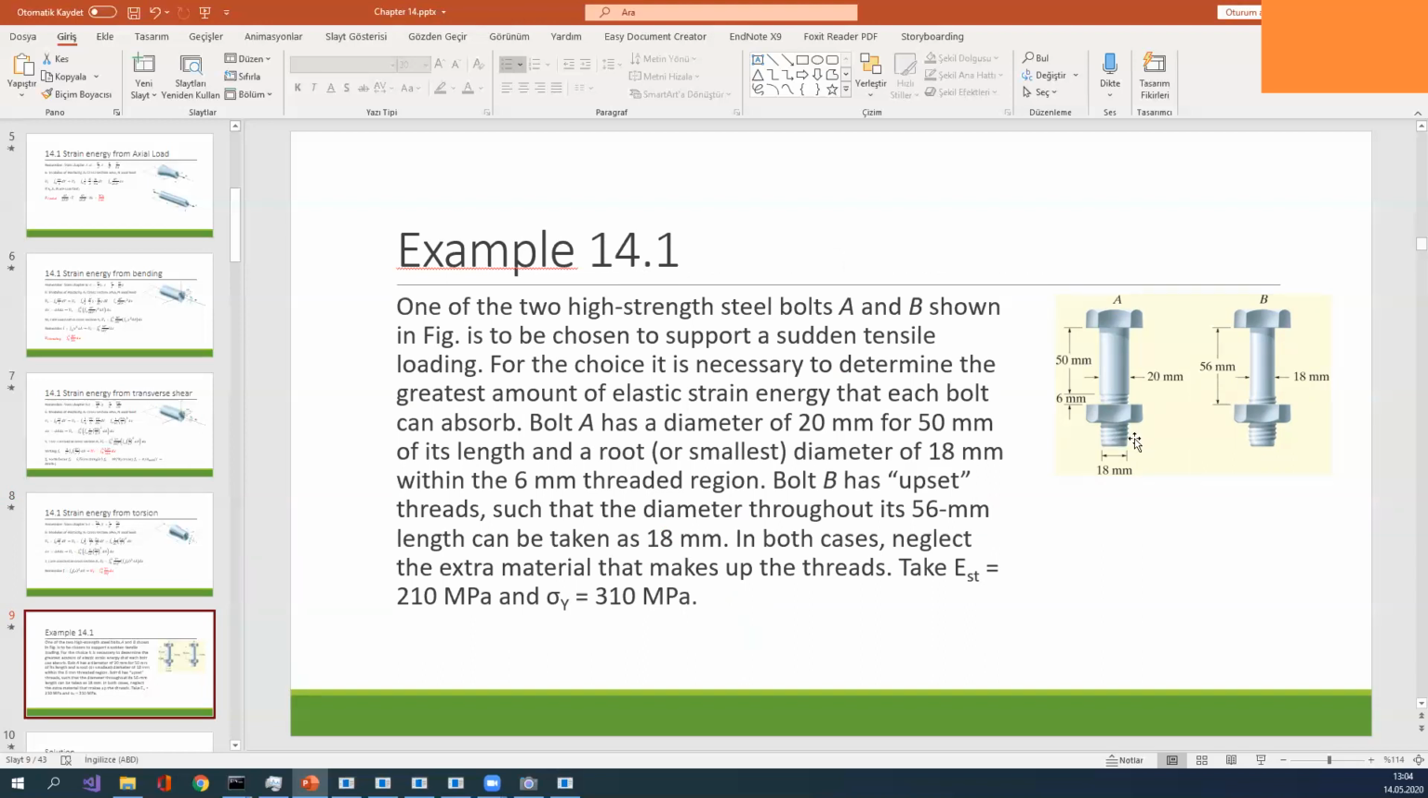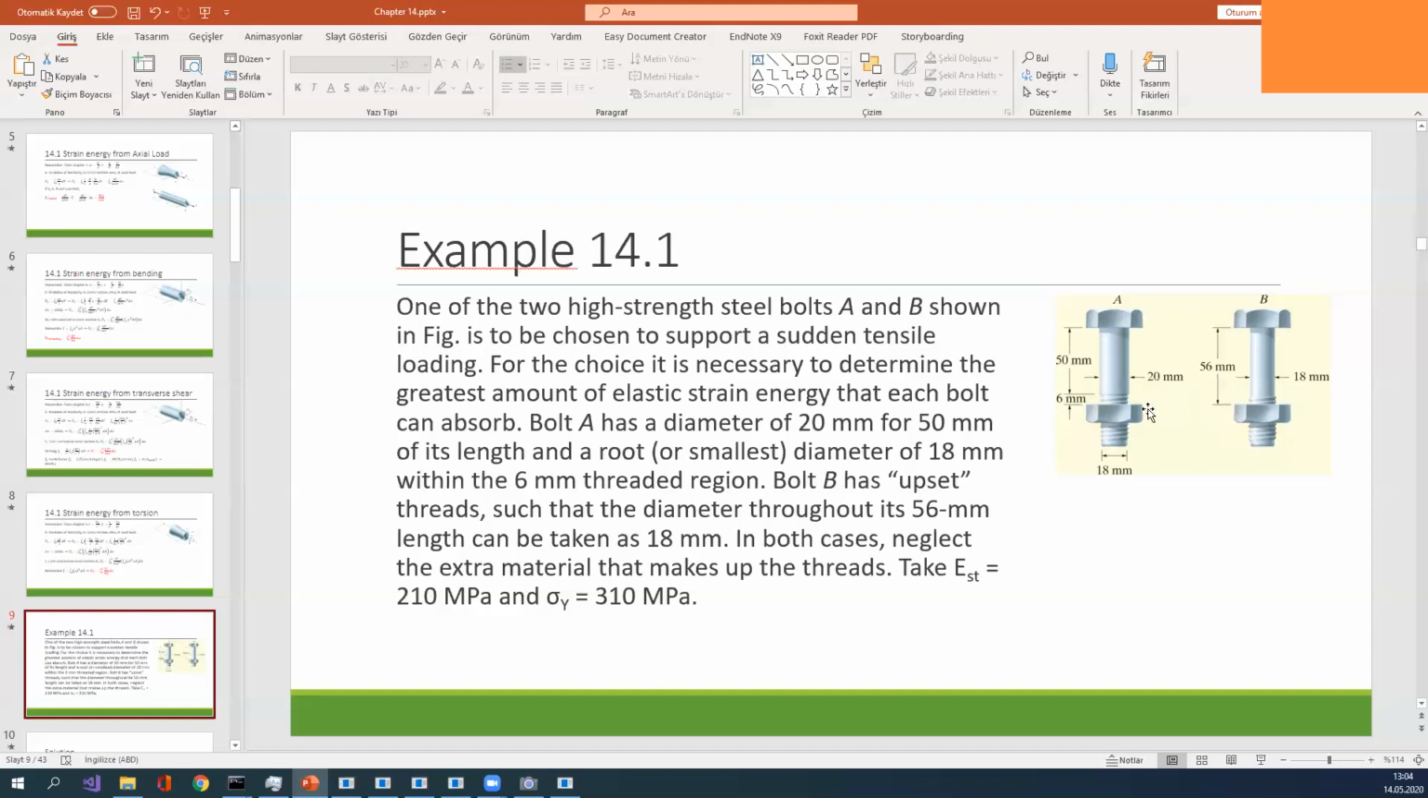In bolt A, the first part has a diameter of 20 millimeter, and the second part, the 6 millimeter part, has a diameter of 16 millimeter. For bolt B, the whole part has the same diameter, equal to 18 millimeter. The question asks us to calculate the maximum strain energy that can be stored in these bolts.